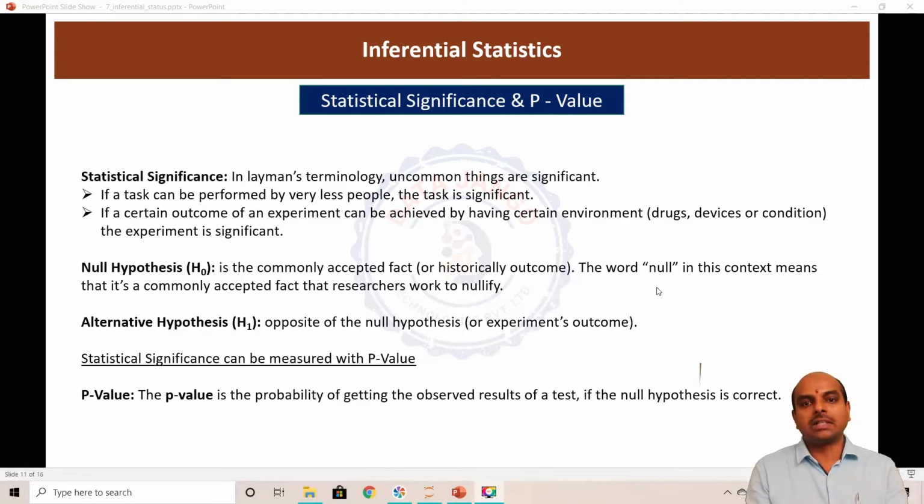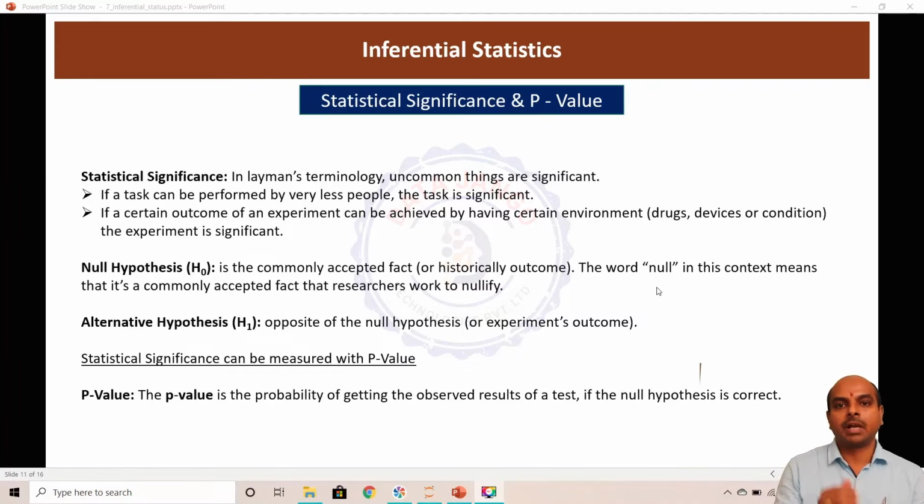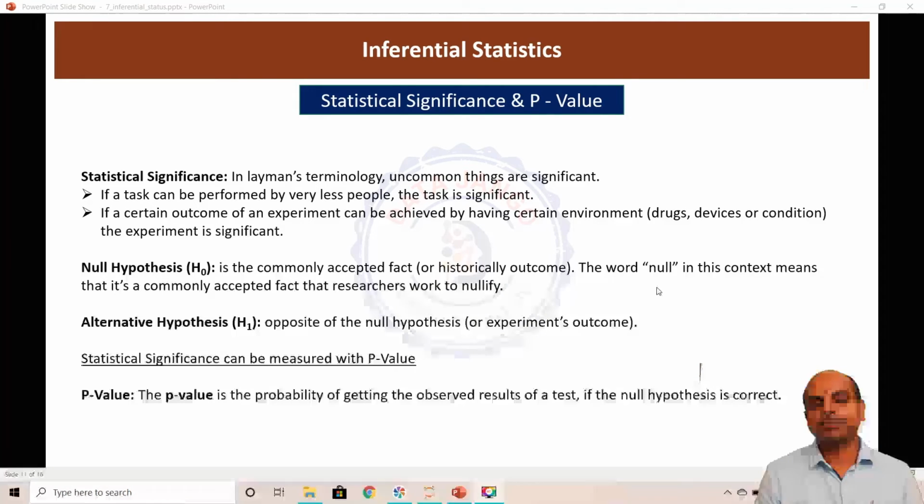So let us try to understand what is p-value now. P-value can be used to measure the statistical significance. So the p-value is the probability of the observed result when null hypothesis is true. Let me give one example for this. We are saying a probability for an observed result when null hypothesis is true. Let me take an example and explain.